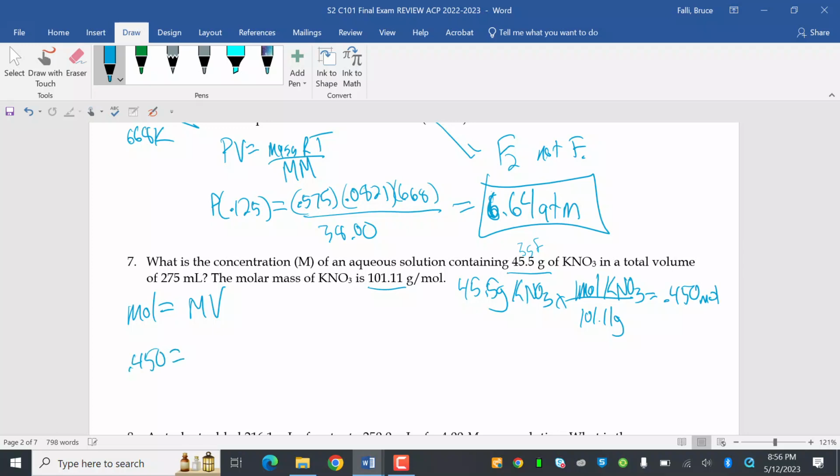So over here, 0.450 moles equals, what is the concentration? That's what I'm looking for. Milliliters. 0.275 liters. And that's it. M equals my last answer divided by 0.275. And I get 1 point, again, notice everything is 3 sig figs. Okay? 1.64 molar.